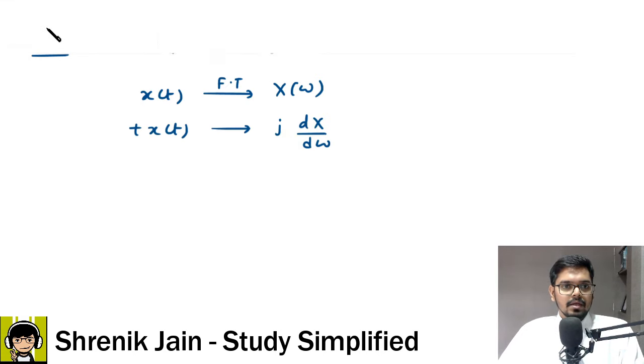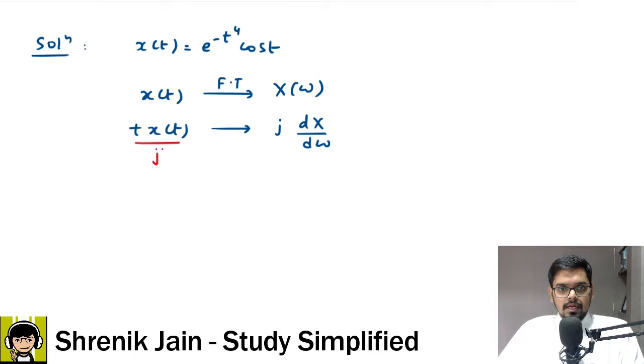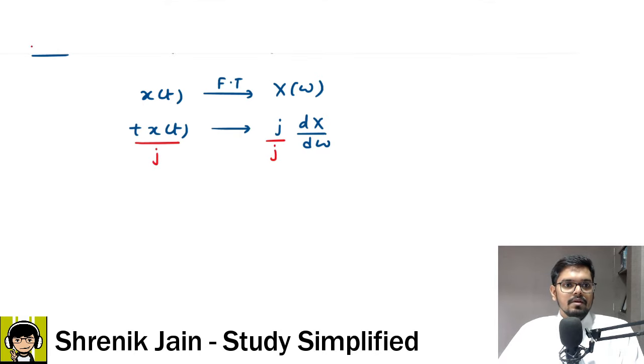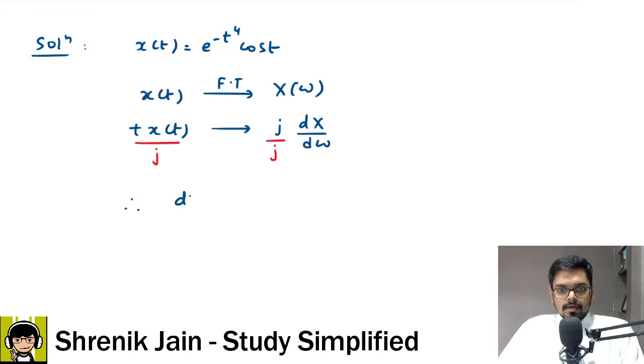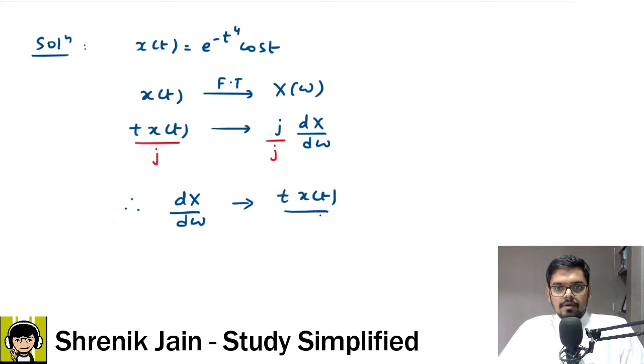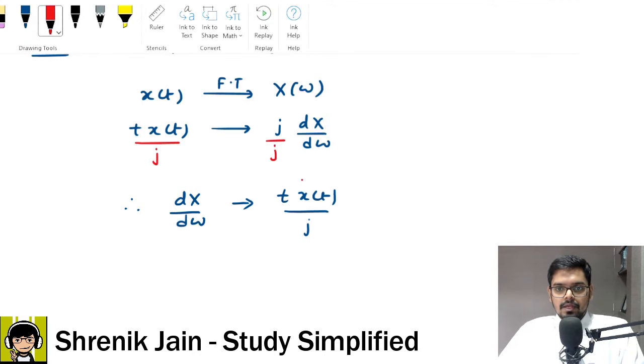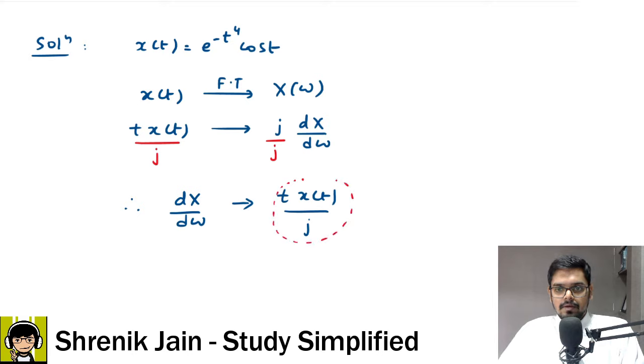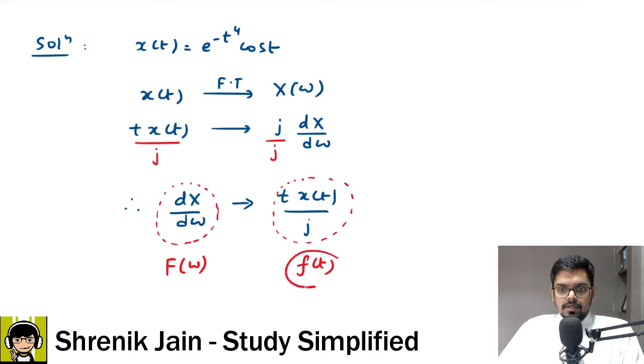So if they need that, let us divide by j on both sides. If I divide by j on both sides, therefore can I say that dX by d omega is nothing but t x of t divided by j. This is what our dX by d omega looks like. Now, if you see carefully, this is a time domain signal, which is f of t, right? And this is the Fourier transform signal, which is capital X of omega. If this is the time signal, then the respective Fourier transform is capital X of omega, correct?